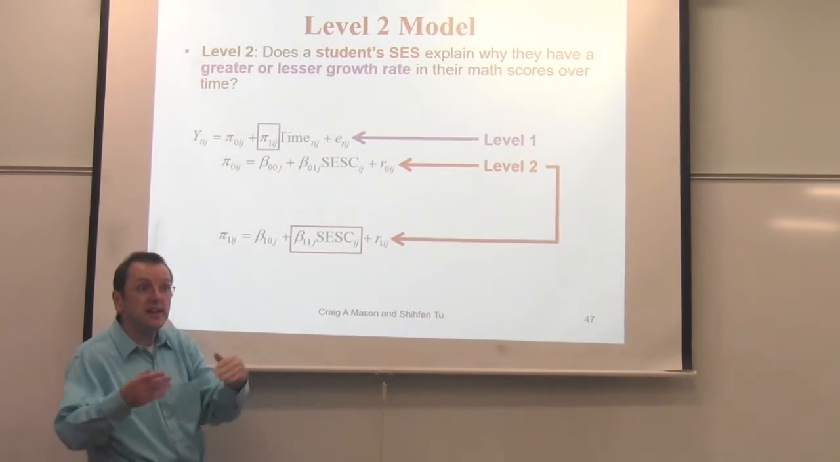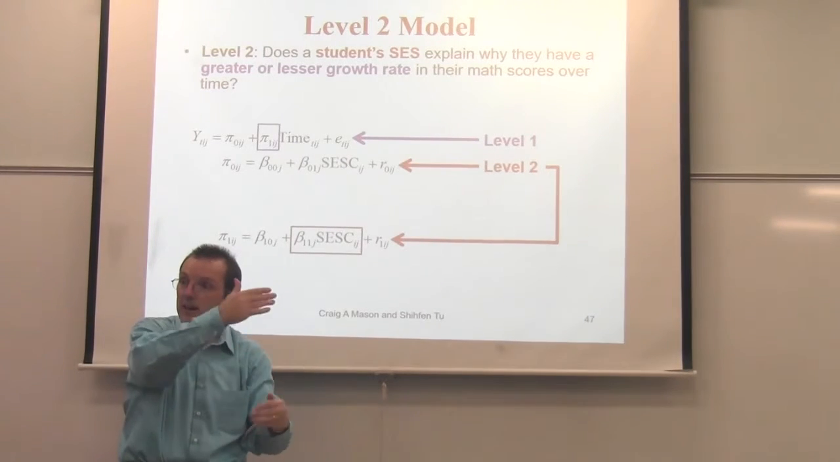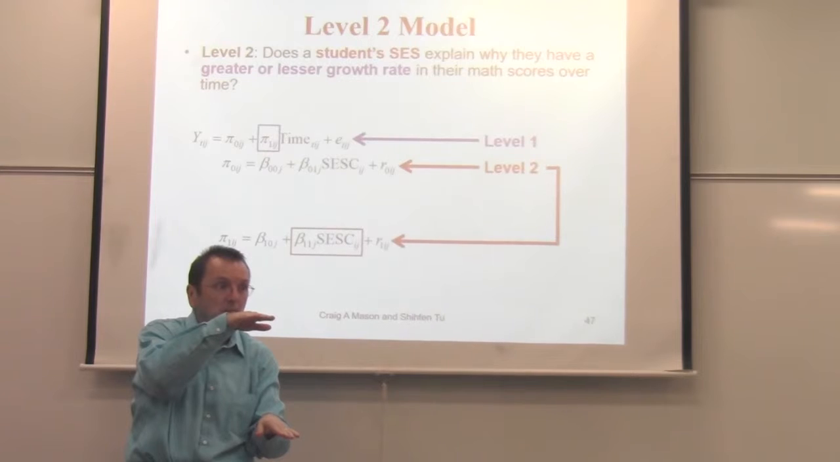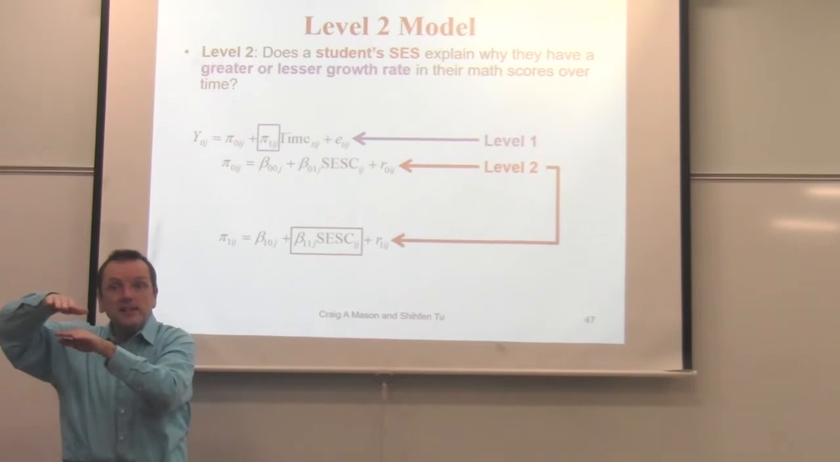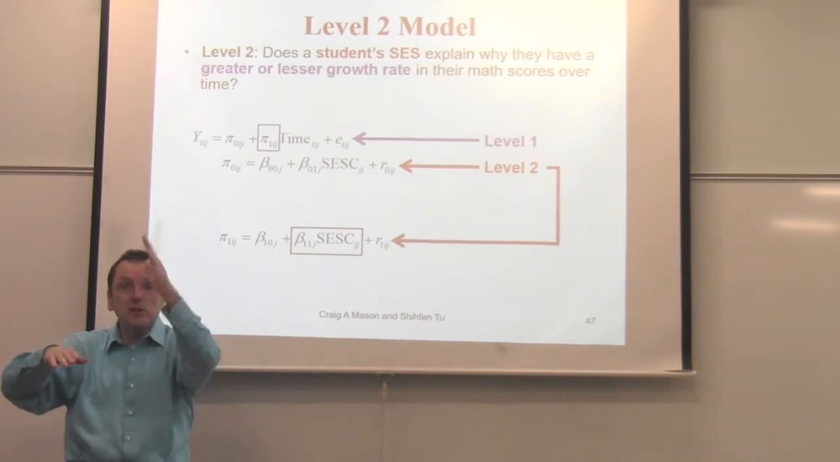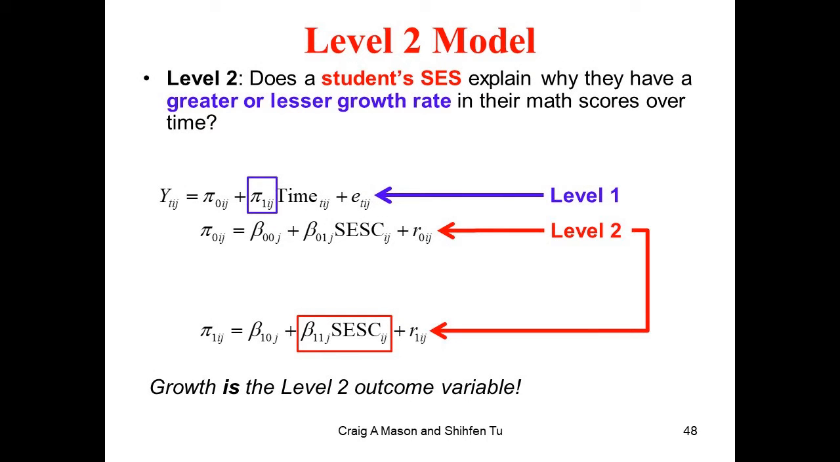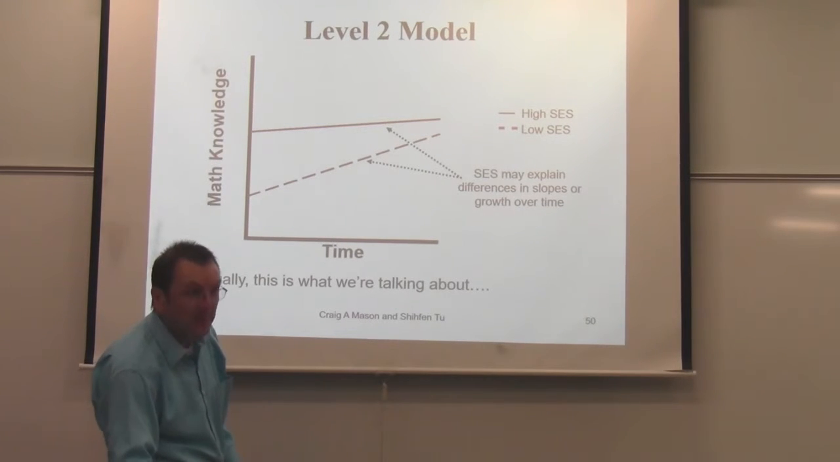So we saw, did SES predict their initial level? Did SES explain why some kids started above or below each other? Now we're looking, does SES explain why some kids show more or less growth over time? So growth is now our level 2 outcome. I think it's cool. It's beautiful.